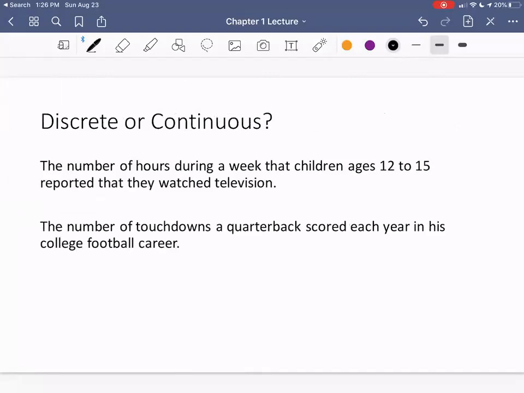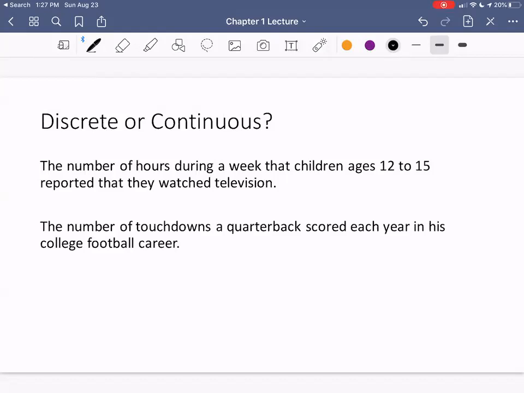So let's identify. One of these is continuous, one of them is discrete. Go ahead, pause this video here, and then you identify which one is continuous and which one is discrete. I'm going to start with trying to find my discrete, because I know one's discrete, one's continuous. So discrete, I'm going to read the first one. It says the number of hours during a week that children ages 12 to 15 report that they watch television.